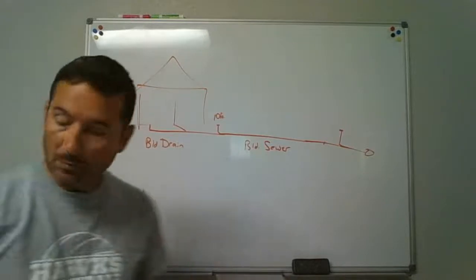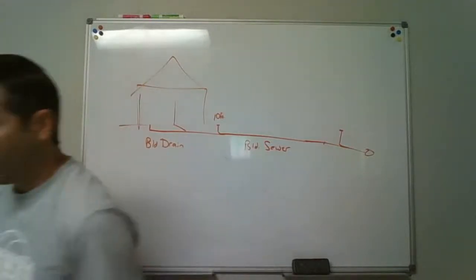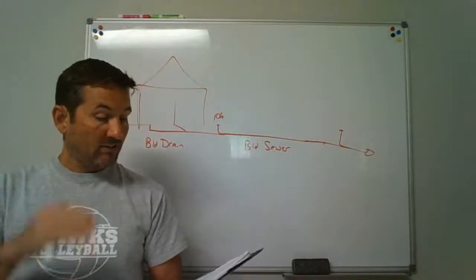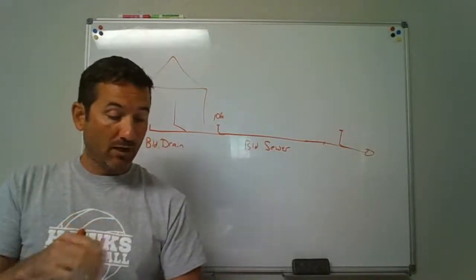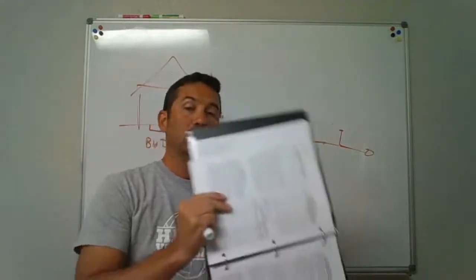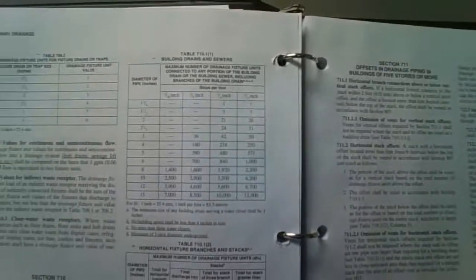Okay, let's look at doing that. The first table is sizing these. It gives the diameter of the pipe over there on the left side, and then you've got a couple of selections of different columns. All those numbers that are in this chart are DFUs, okay, all DFU values.